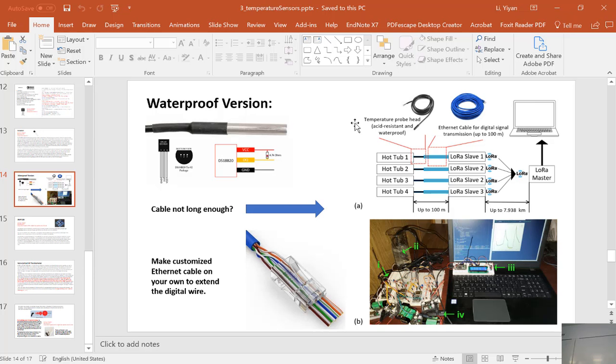But here, first you want to use this sensor because it's I2C. I2C is relatively slower, so you can send it to a longer distance. And second, there's a commercial product available on the market, which directly wraps that sensor into that rubber tip, so it's resistant to the corrosive water environment. But the thing is, the cable length is still not long enough.